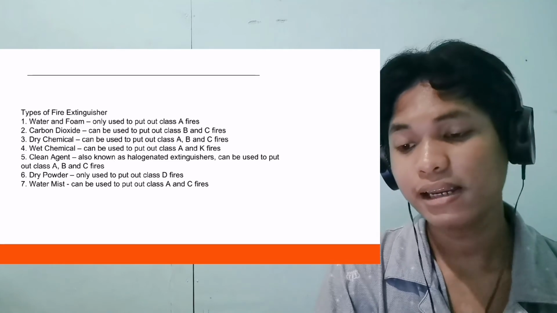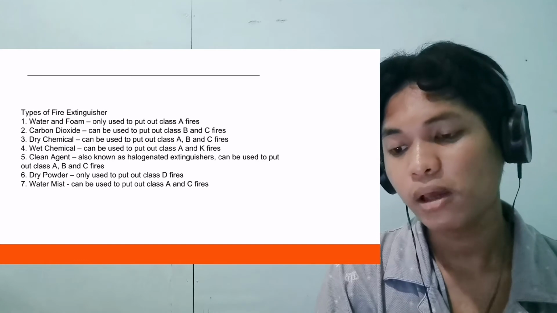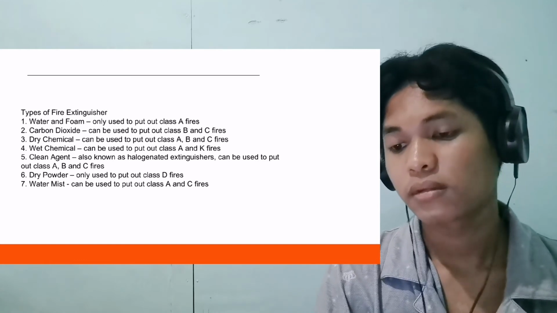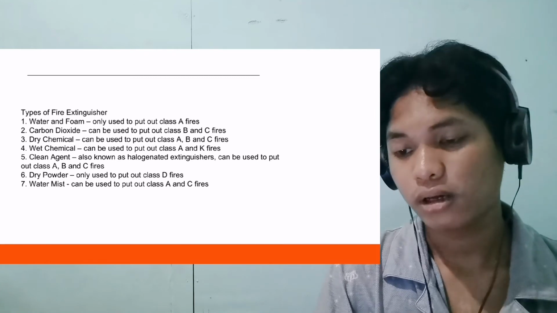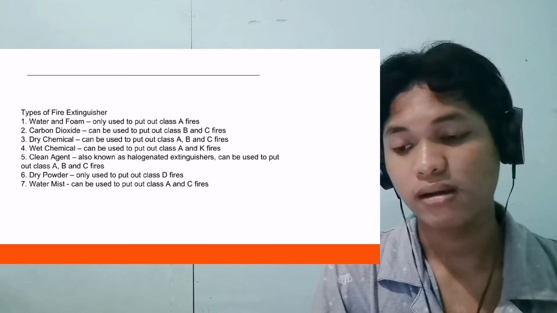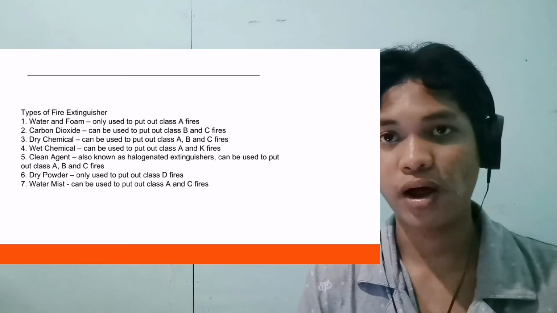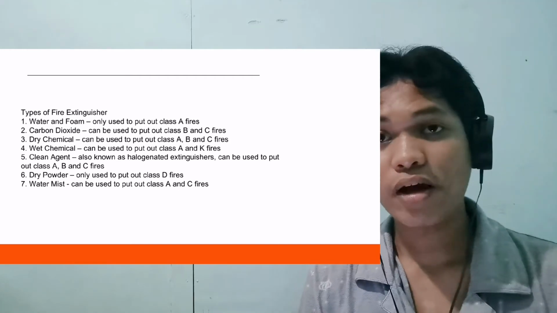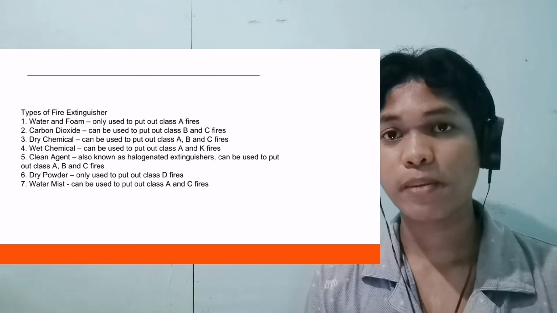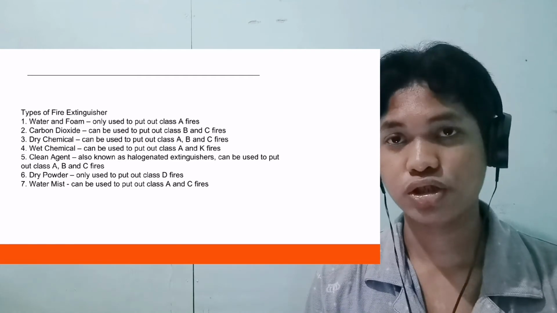Number 5. Clean agent, also known as halogenated extinguisher, can be used to put out Class A, B, and C fires. Number 6. Dry powder, only used to put out Class D fires. Number 7. Water mist, can be used to put out Class A and C fire. So those are the different types of fire extinguisher and their corresponding classes to extinguish.